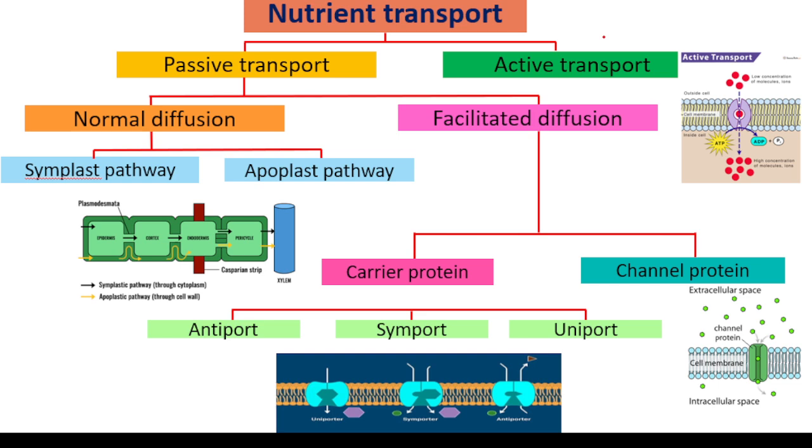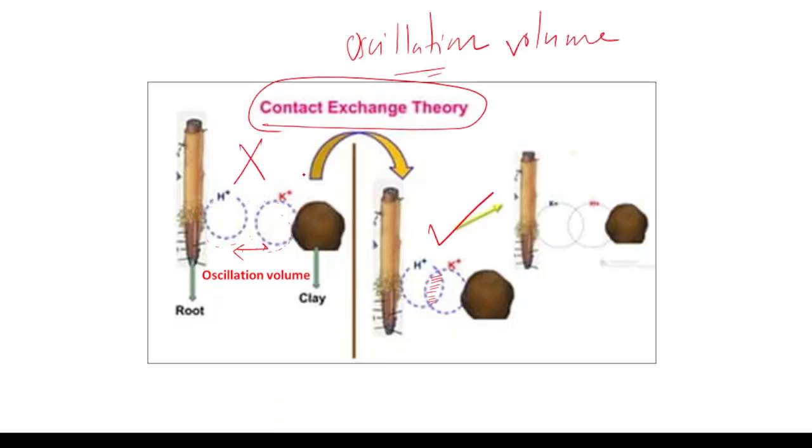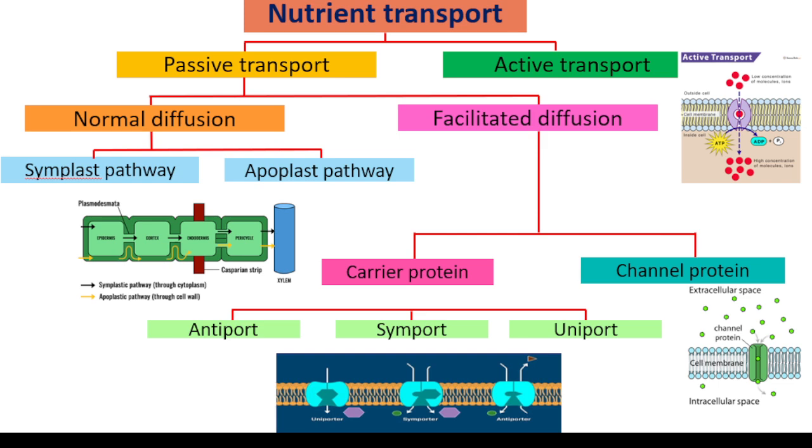Next, now all the nutrients have come to the root surface. But how do they enter into the root cell? There are two processes: one is passive transport, another is active transport.